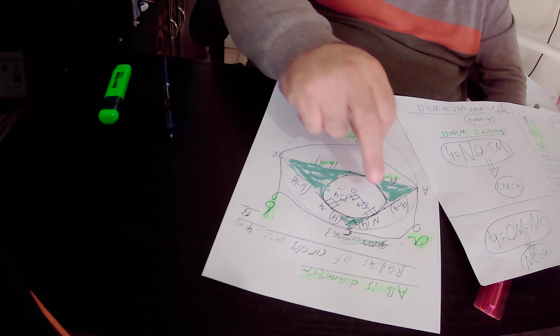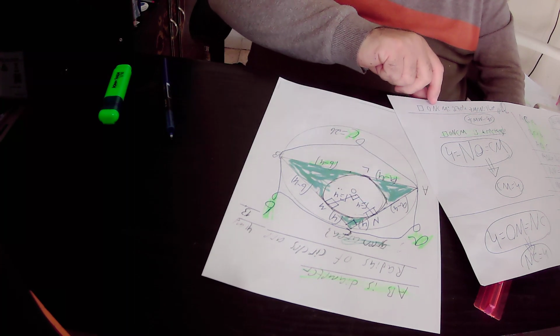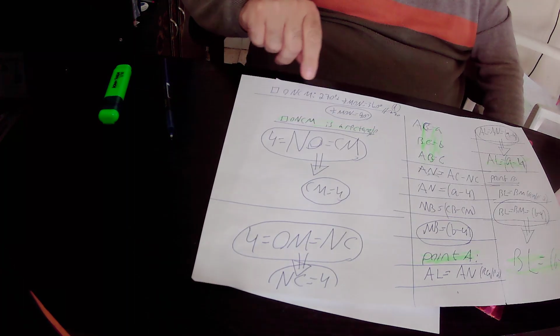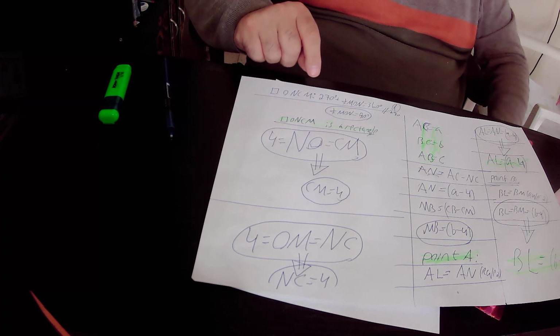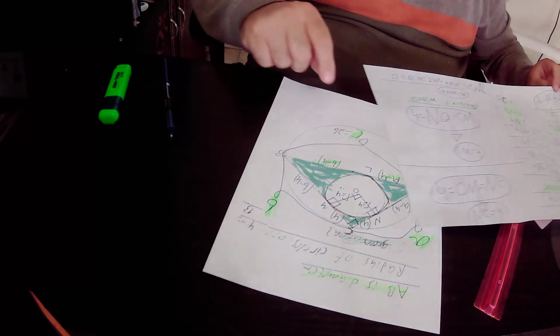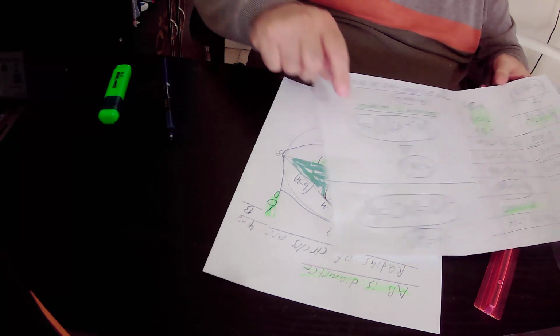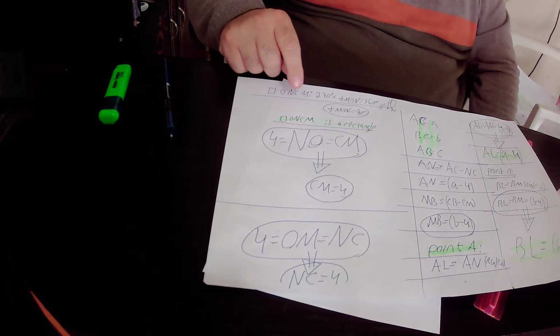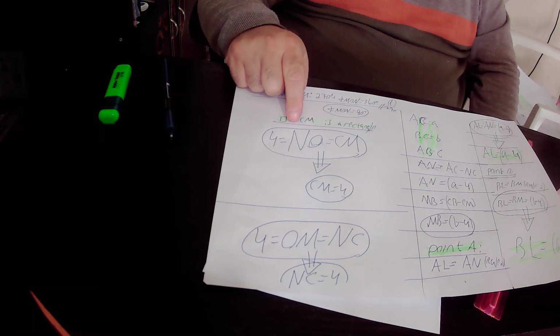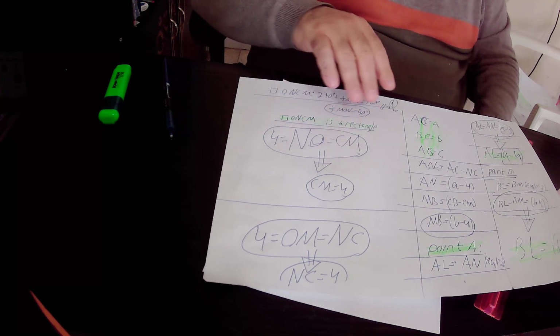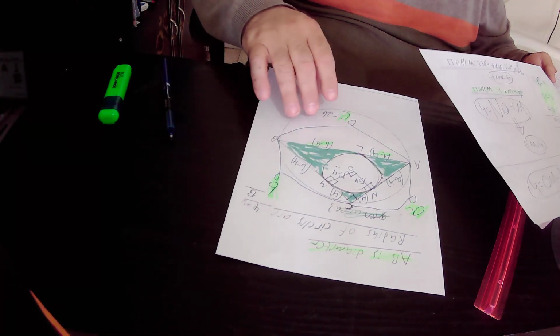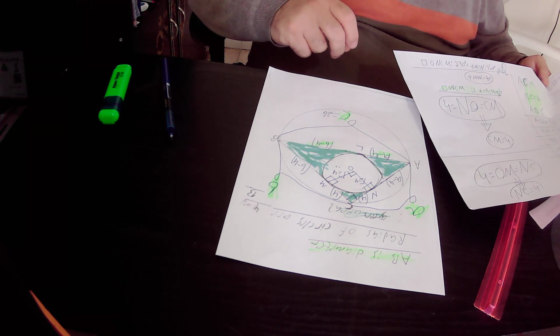That is to say, ON equals CM, according to the rule that the opposite sides of a rectangle are equal to each other. But we already found out that ON equals 4 units. It is the radius of the small circle. So from this equation, 4 equals ON equals CM, we derive that CM is also equal to 4 units.